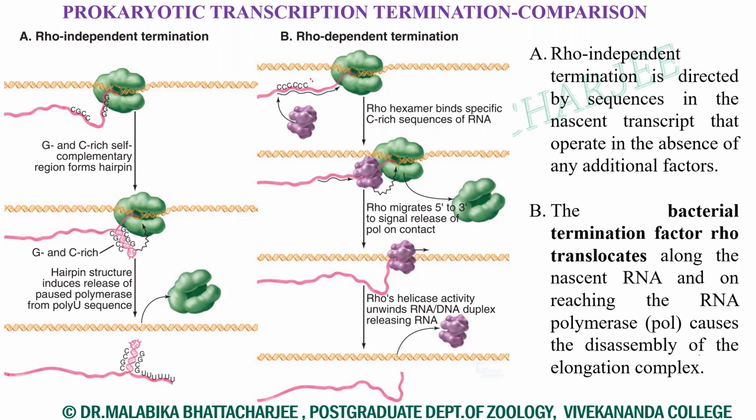In this case, we have a C-rich region, as I said, the rut site. The rho protein binds to the rut site. The rho protein starts moving towards the polymerase, as a result of which a stem loop is formed. It's not shown here. Rho opens up the stem loop, and then finally, it being a helicase, unwinds the DNA-RNA hybrid. The polymerase is released, and finally, the rho protein is also released, and the RNA molecule is also released.